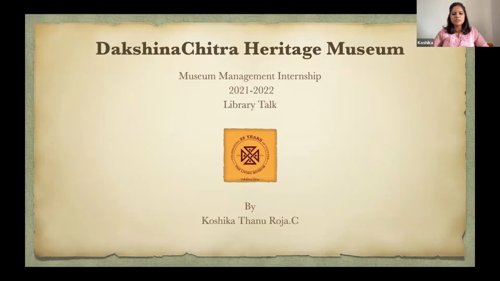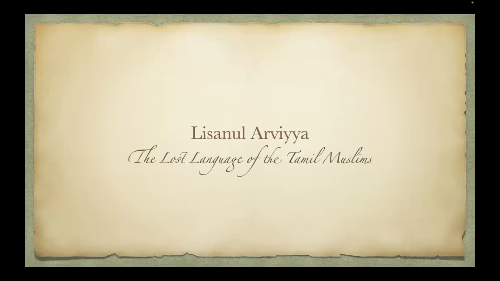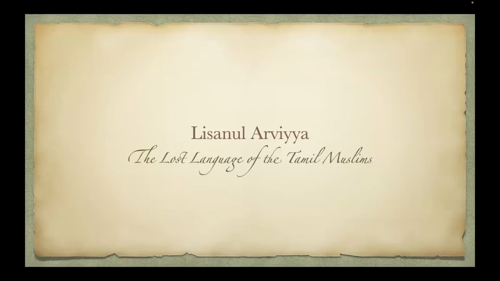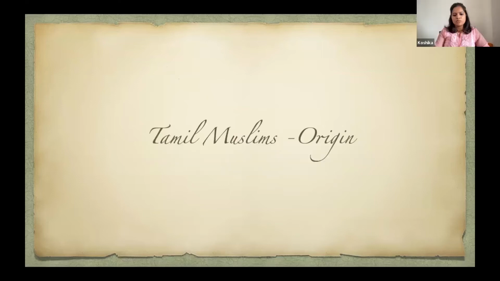This is going to be a talk about a script that is one of the dialects of Tamil. There are a lot of dialects in the Tamil language, but most are unknown. But the most unknown is Lisanul Arviyya, which is the lost language of the Tamil Muslims. So first, let's get into the origin of the Tamil Muslims.